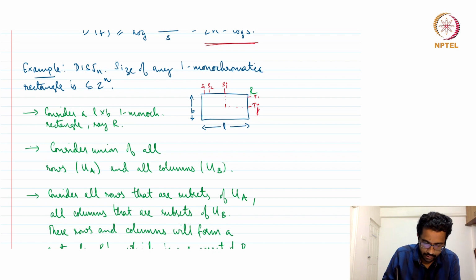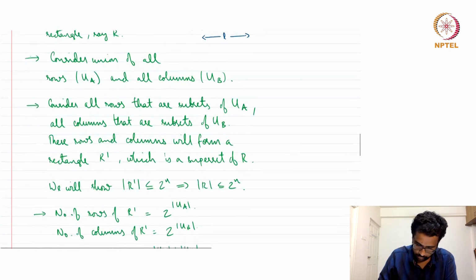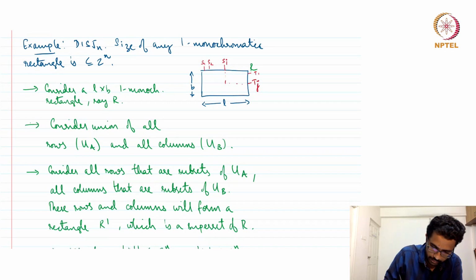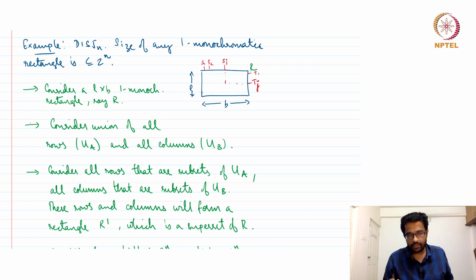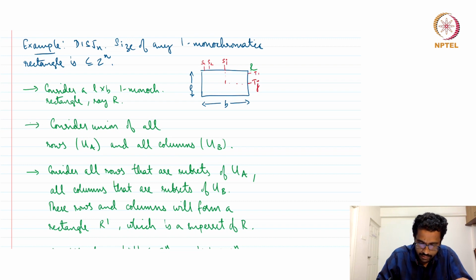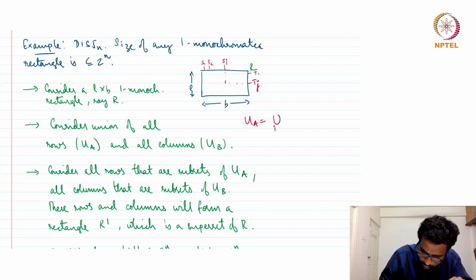Okay. So suppose R is, so we want to show that R has size at most 2 power n. So let there be L rows and B columns. I said L cross B, but I have marked B cross L, so maybe I'll fix this. So L cross B matrix R. Okay. So this is a one monochromatic rectangle. Now consider the union of all the rows, which is T1, T2, etc. Okay. So there are L rows. So the union of all the rows, we call it UA. Maybe I'll use another color. UA is just nothing but the union over j equal to 1 to L of Tj.